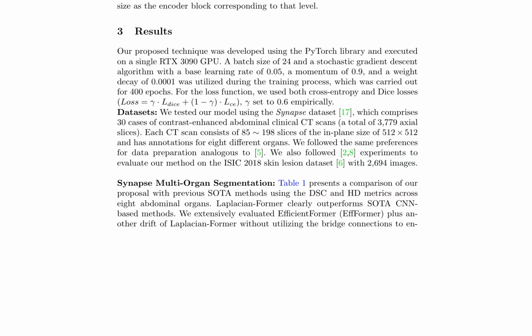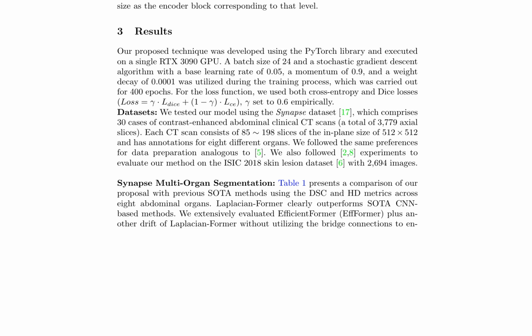The experiments were conducted using the PyTorch library on a single RTX 3090 GPU, with a batch size of 24 and a stochastic gradient descent algorithm. The loss function combines cross-entropy and dice losses, with a base learning rate of 0.05, momentum of 0.9, and weight decay of 0.0001. The model was trained for 400 epochs. The Synapse dataset, comprising 30 cases of contrast-enhanced abdominal clinical CT scans, was used to evaluate the method. Each CT scan consists of 85 to 198 slices, with annotations for 8 different organs.